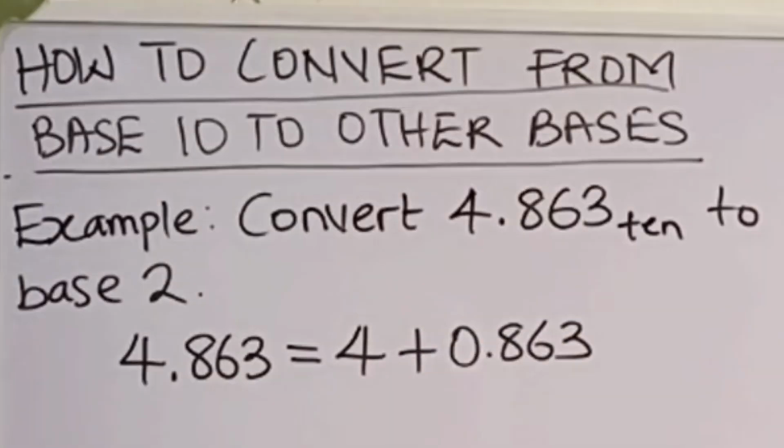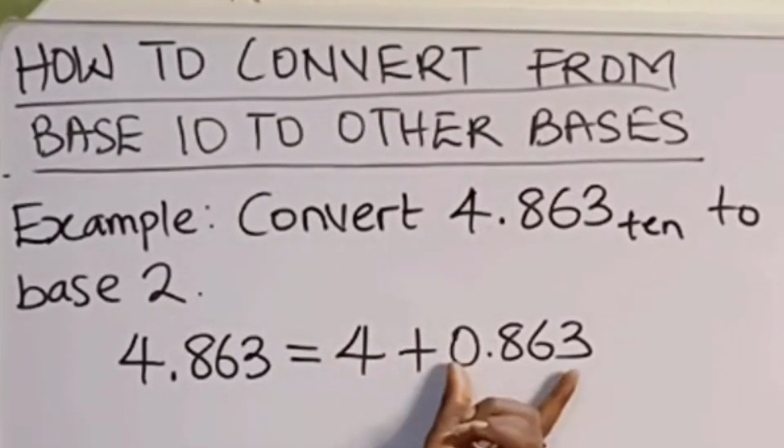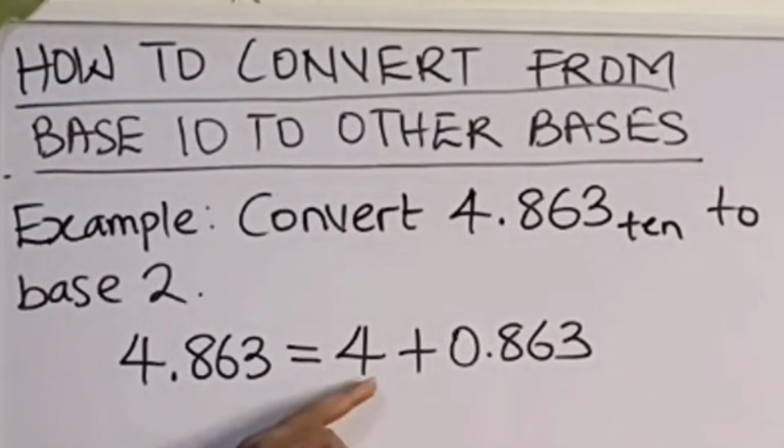0.863. So this is a whole number, so we can convert this in base 10 to base 2, and then we can convert this in base 10 to base 2. Because this is a whole number and this is a decimal, we can convert them separately. So let's convert 4 from base 10 to base 2.